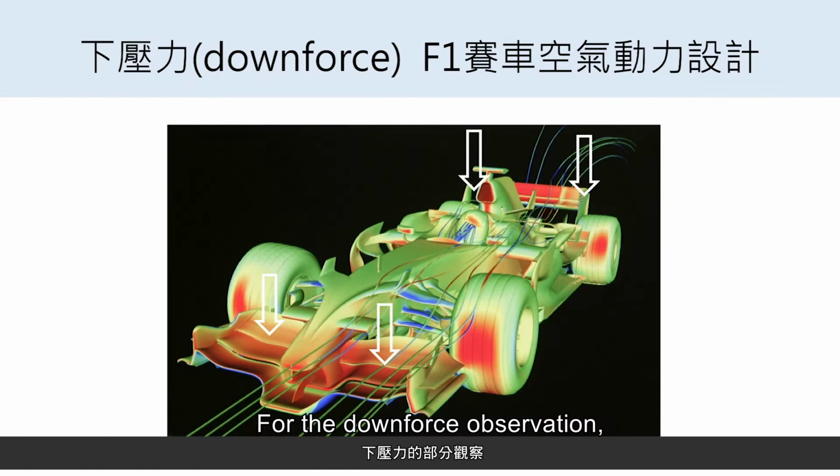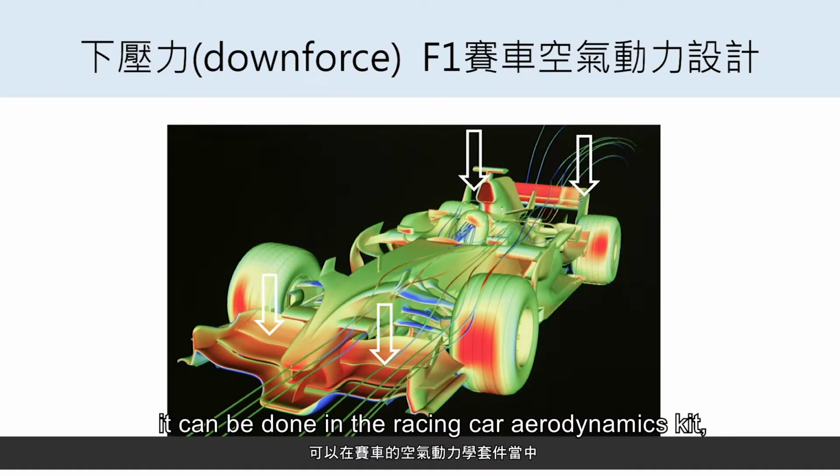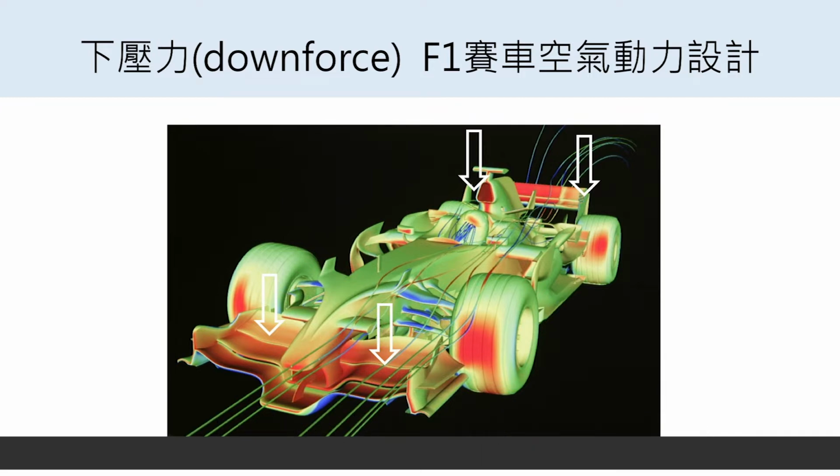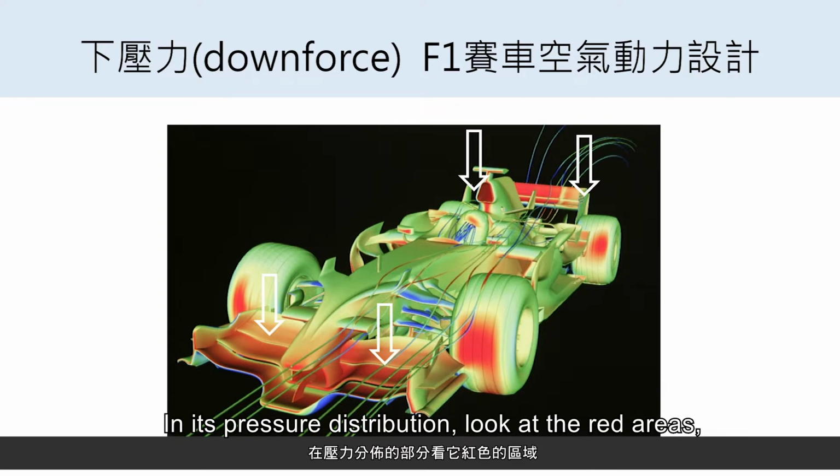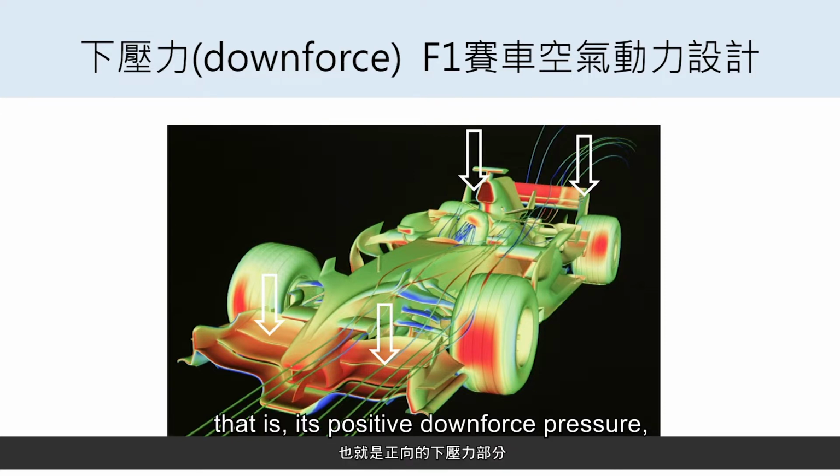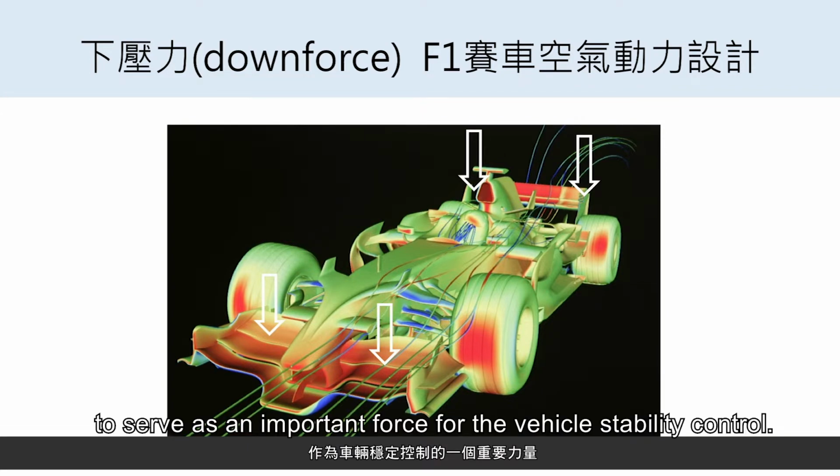For the downforce observation, it can be done in the racing car aerodynamics kit. In its pressure distribution, look at the red areas, that is, its positive downforce pressure, whether it can effectively transfer the force down to under the wheels to serve as an important force for the vehicle's stability control.